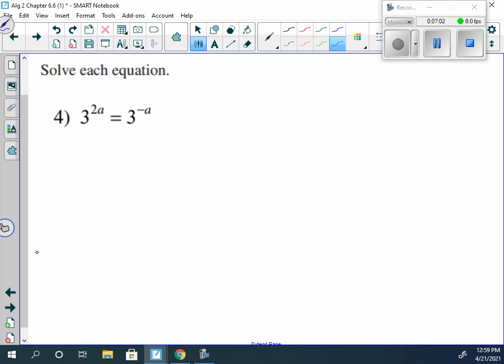Three to the 2a is equal to 3 to the negative a. So the bases, are they already the same? So we don't need to do anything about that. So we know that 2a is equal to negative a. The exponents have to be the same since the bases are already the same. So what can we do next?